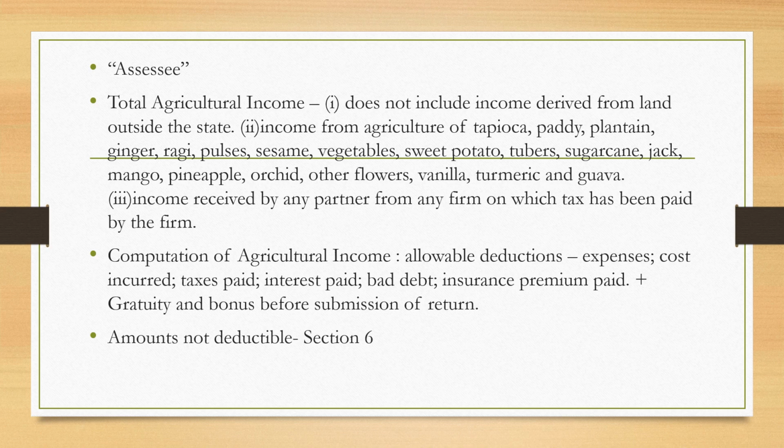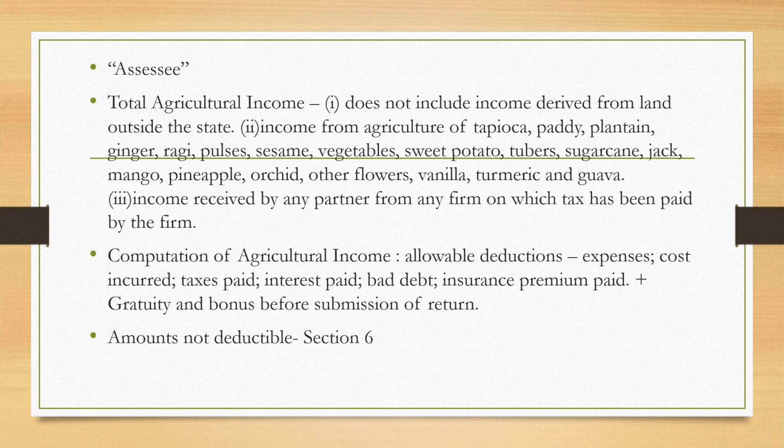Now, the next we have is amounts not deductible. For computation of agriculture income, just now we discussed what the allowable deductions are. And next we are going to see what amounts are not deductible. The following amounts shall not be deducted in computing the agriculture income. That is in section 6. So, amounts not deductible is in section 6.